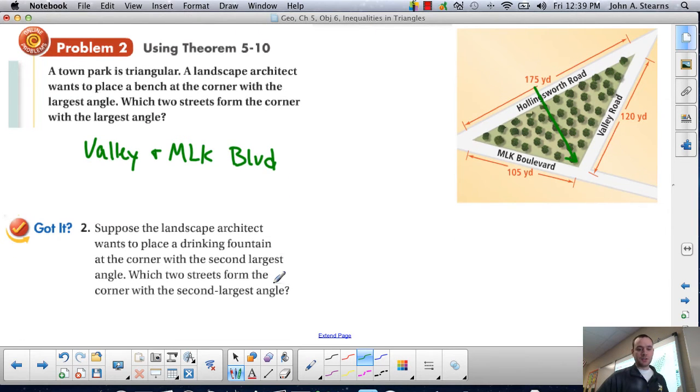Now you can take a look at Got It question 2, and again, you can bring those questions to class or bring answers to class if you want to get those checked out.